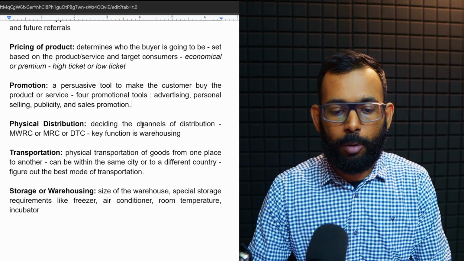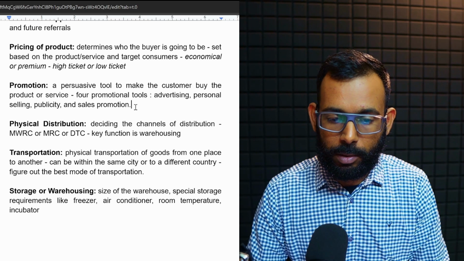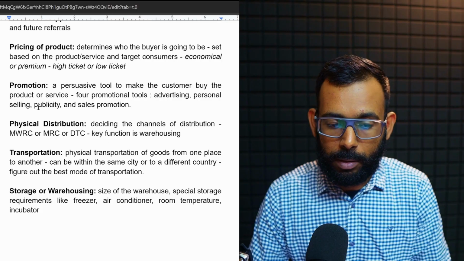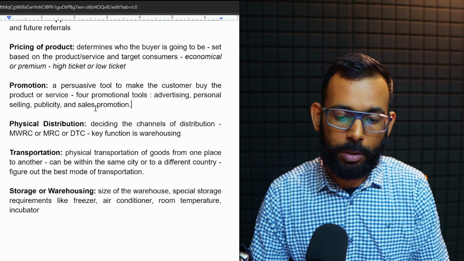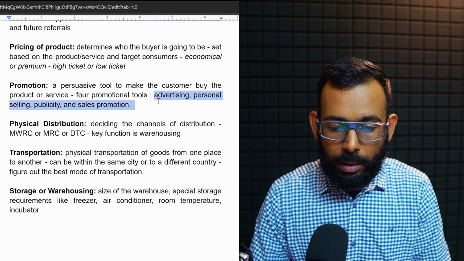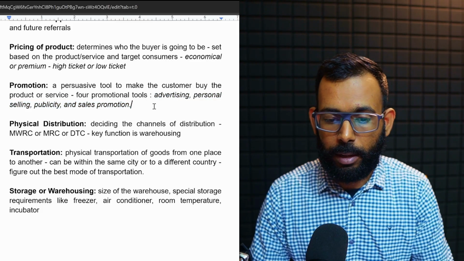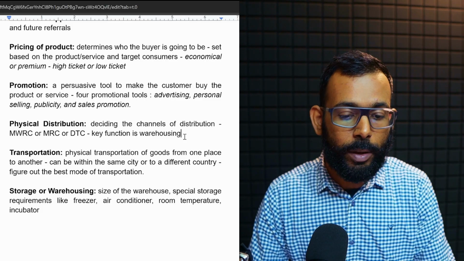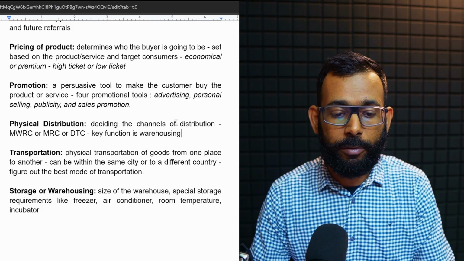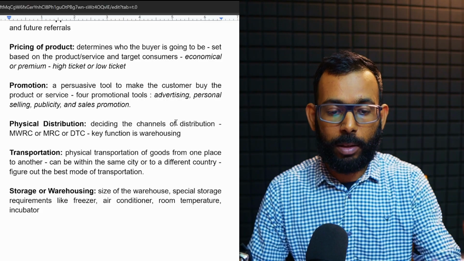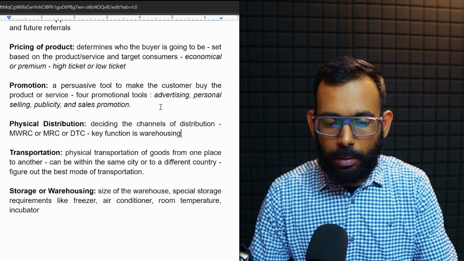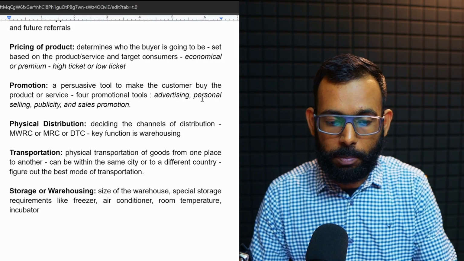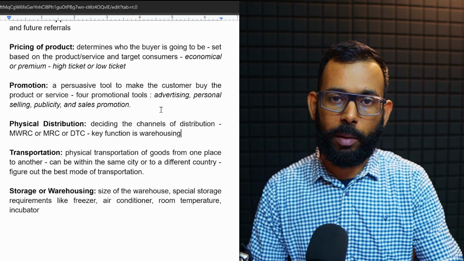Next, promotion. Promotion is a persuasive tool to make the customer buy the product or service. The four promotional tools are advertising, personal selling, publicity, and sales promotion. So I have the product, I have the distribution facility, I have the infrastructure, I have made the product, I am ready to provide the service. How do I make sure that the larger market is aware that I even exist? How do I make sure they even come to my shop? That is through promotion. You can do promotion through four means: advertising, personal selling, publicity, and sales promotion. Let's look at them one by one.